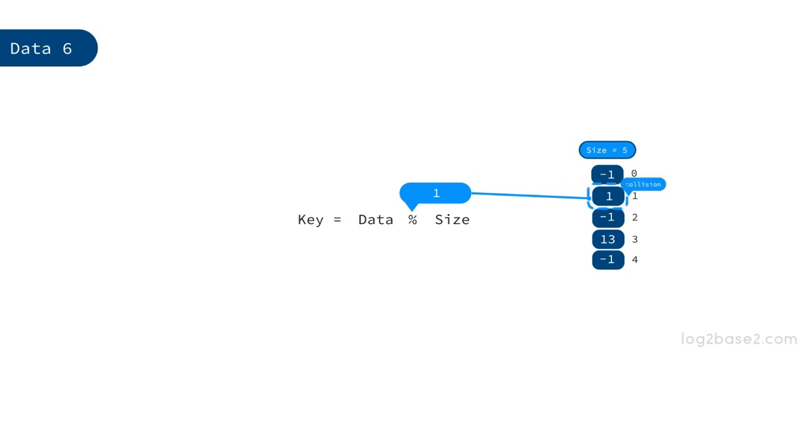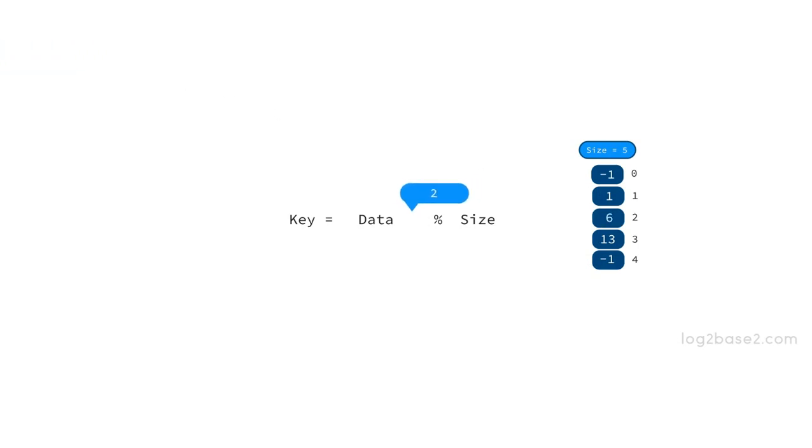So a collision occurred. So what do we do? We have to check the next index. That is, we will now use a different equation, which is key equal to (data plus i) mod size. Applying data 6 here, we will get (6 plus 1) mod 5, that is 7 mod 5, which is equal to 2. So we have to check index 2, and it is holding the value -1. That means it is free for insertion. So insert 6 at index 2.